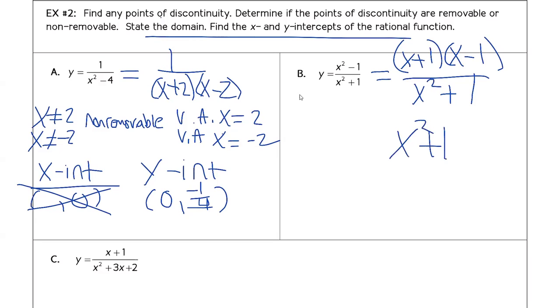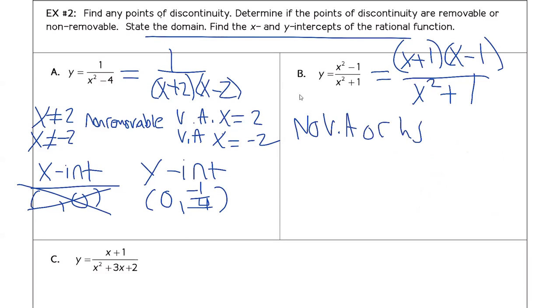And if you solve this equation, you could always just set it equal to 0, you're going to get x squared equals -1. So really it would be plus or minus i, but we're just focusing on real numbers, not imaginary numbers for what we're doing. So since there are no values that make the denominator equal to 0, this would be a problem where there are no points of discontinuity. So there would be no vertical asymptotes or holes.